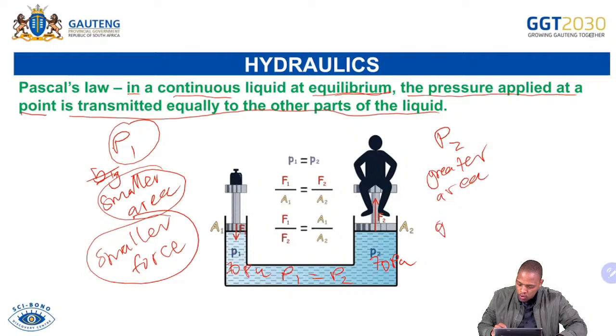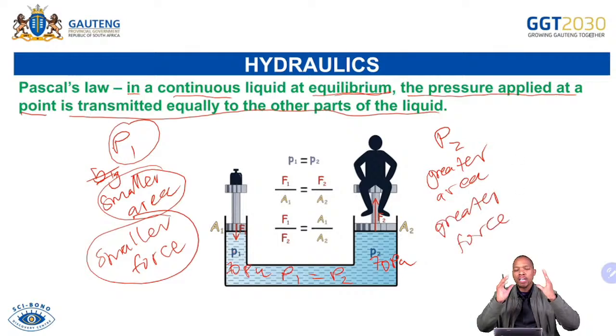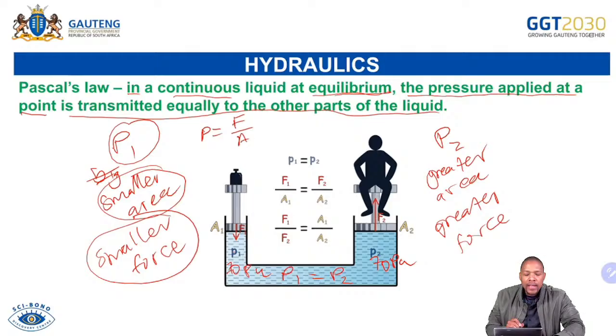Then will also produce a greater force. So piston 2 has a greater area and is going to produce a greater force. That's what piston 2 does. And now, as you look at this formula that we are talking about here, it starts from the fact that P1 will always be equal to P2. And we've already said that pressure is given by the formula F over area.